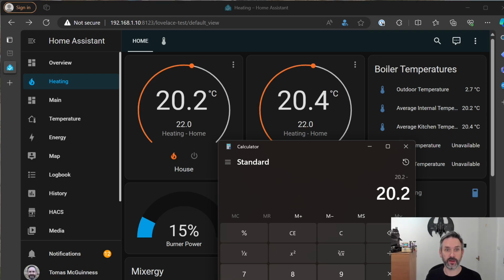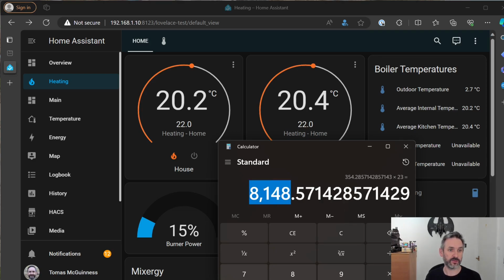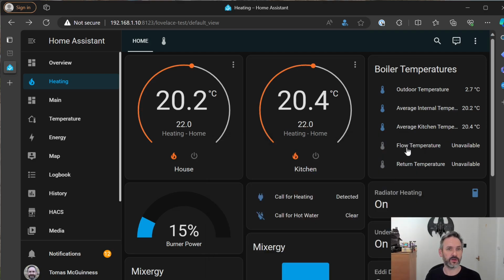I'm normally quite good at math, but it is quite late. Take away 2.7, so we're at 17.5. And if we take our 60 and divide it by 17.5, that's given us 355 watts per degree right now. We multiply that by our 23. So that's better. That figure is getting smaller as the system continues to run. I guess an element of that is the fabric of the house warming up.